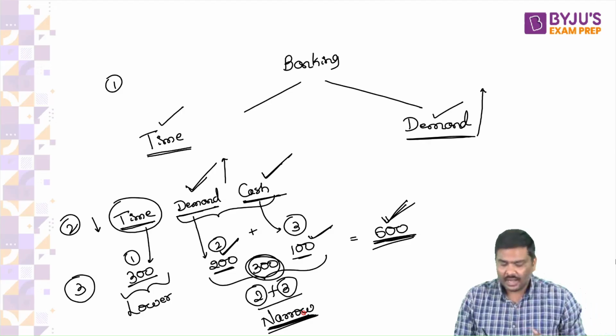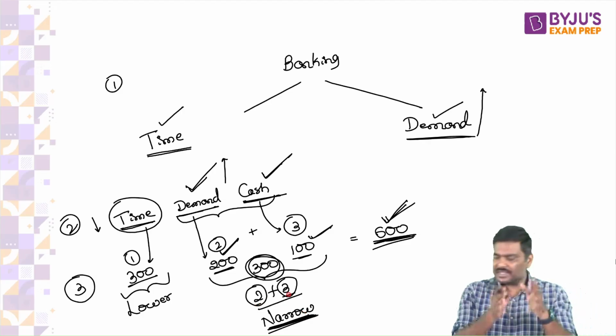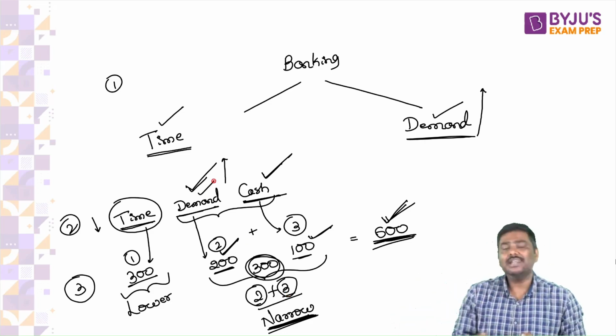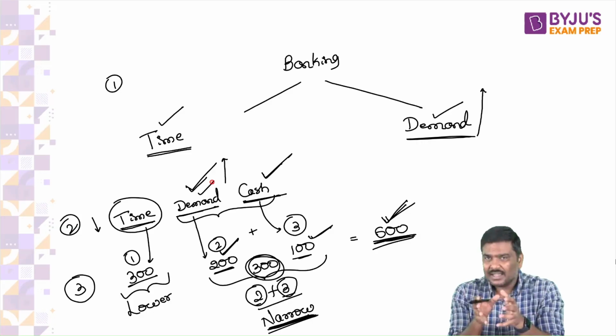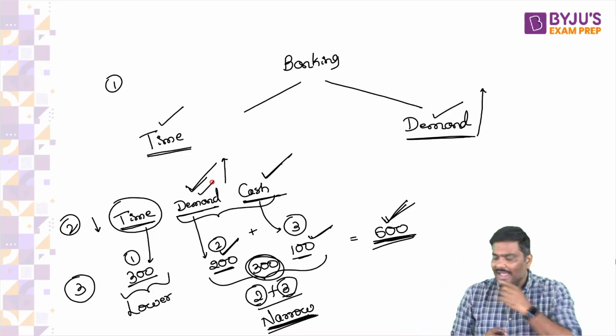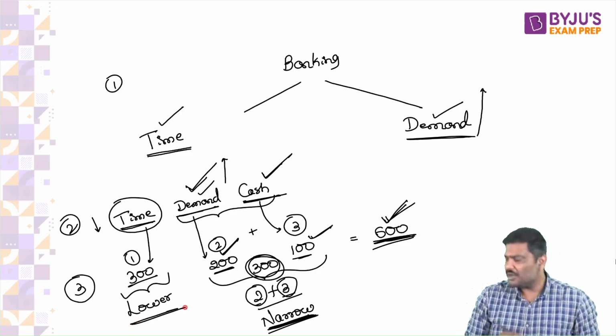So, can I now say, come to the third point now. Can I now say 2 plus 3, that is basically the cash that is there with all of us, plus demand deposit? Can I say if I look at only this, it is narrow money?